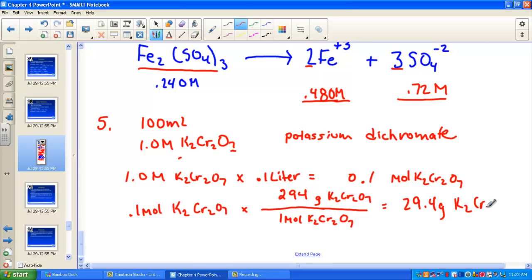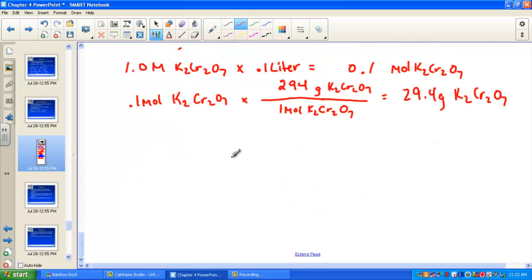Now at this point, I have a mathematical answer, but I haven't truly answered the question because it wanted me to describe. And to me, I will not give credit unless I actually describe. So let's give a description or a simple set of directions telling a student what to do to make this desired solution. First thing our student would have to do is weigh out, using a scale, exactly 29.4 grams of your salt, a solid ionic compound called potassium dichromate.